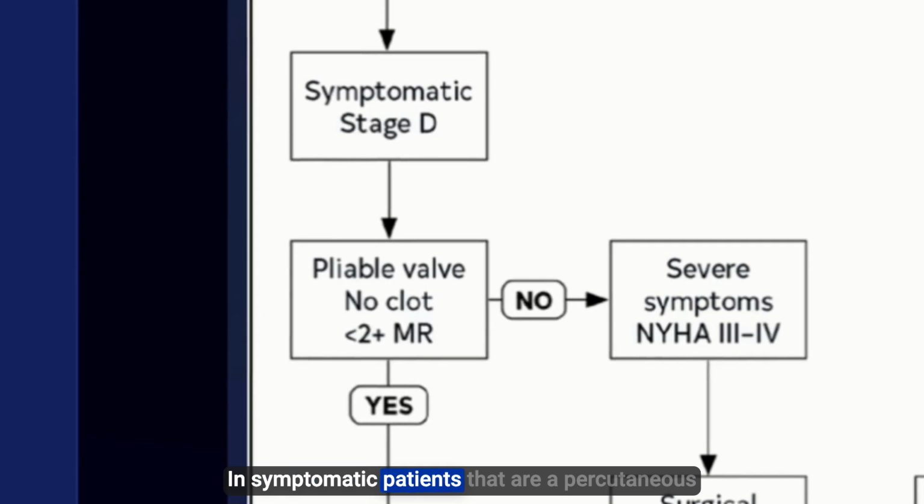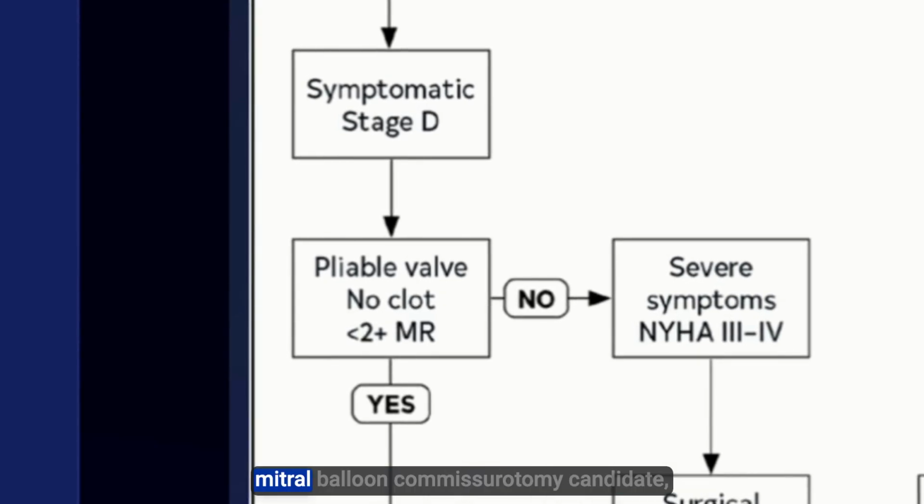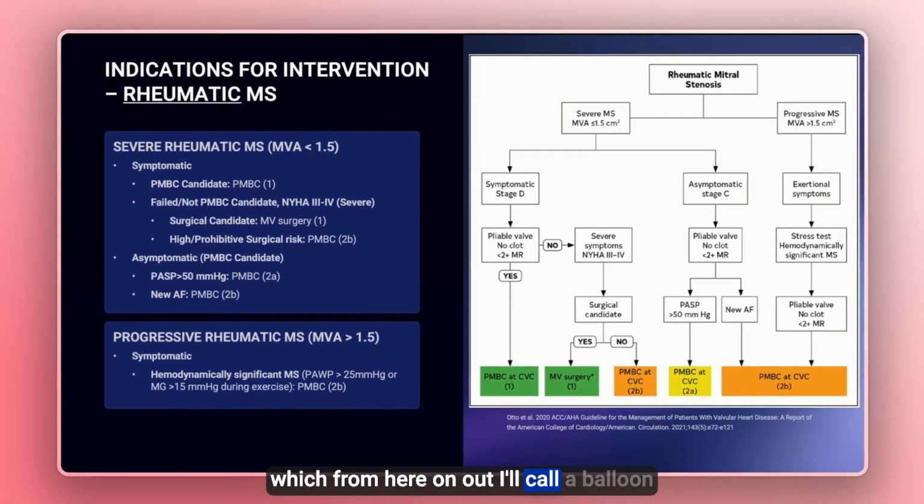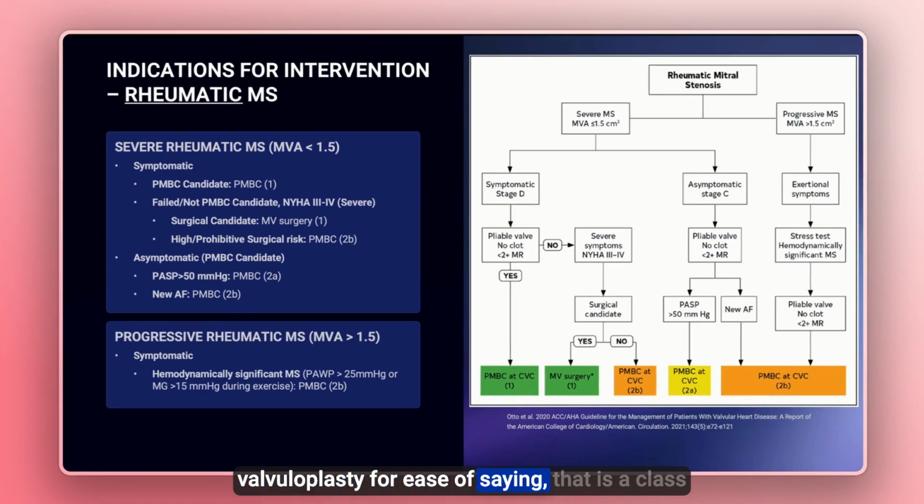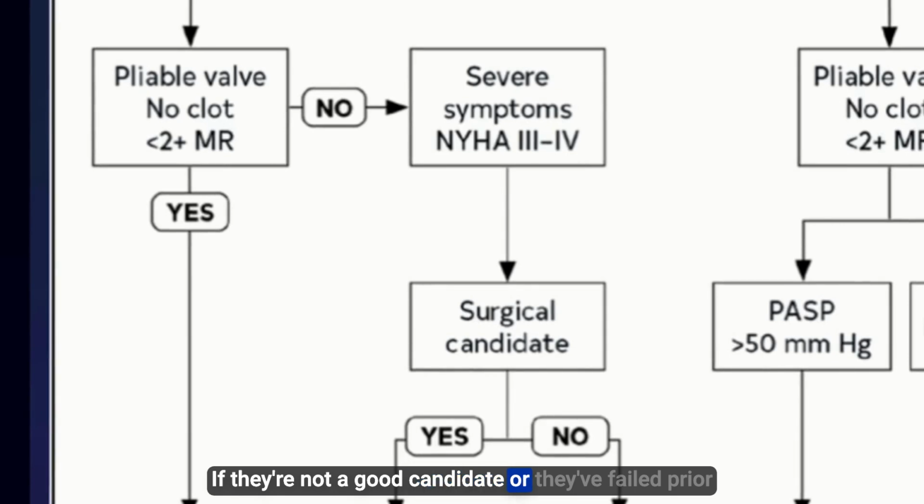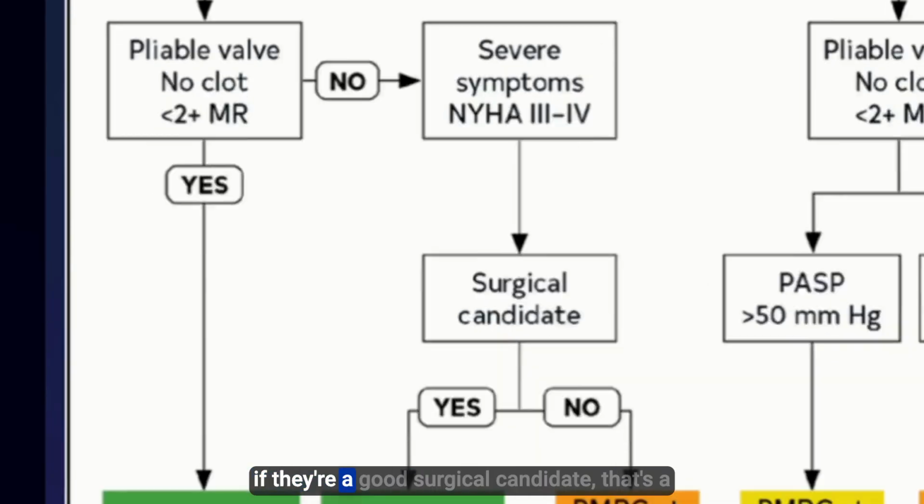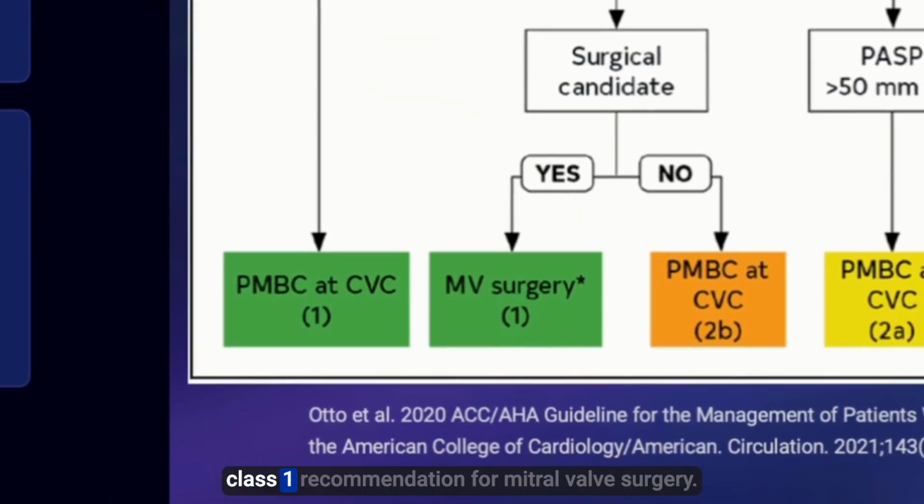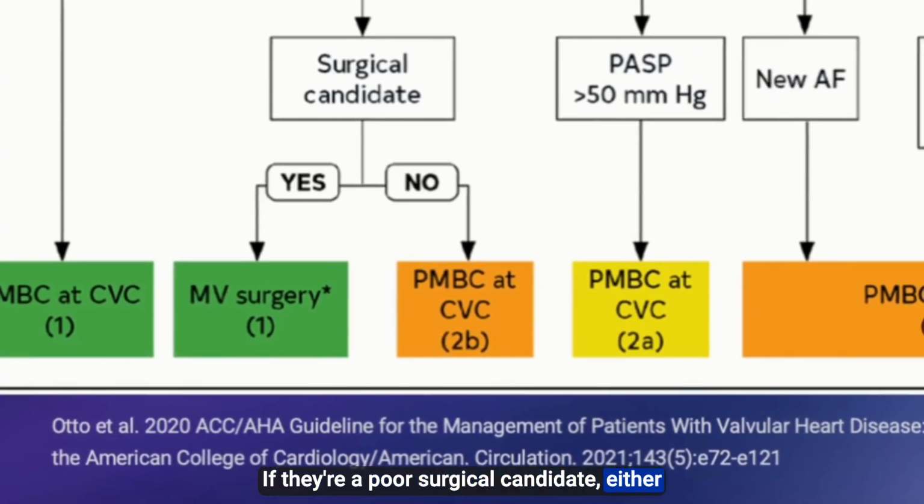In symptomatic patients that are a percutaneous mitral balloon commissurotomy candidate, which from here on out I'll call a balloon valvuloplasty for ease of saying, that is a class 1 recommendation for balloon valvuloplasty. If they're not a good candidate, or they've failed prior balloon valvuloplasty, have severe symptoms, if they're a good surgical candidate, that's a class 1 recommendation for mitral valve surgery. If they're a poor surgical candidate, either high or prohibitive surgical risk, it's a class 2B recommendation for balloon valvuloplasty.